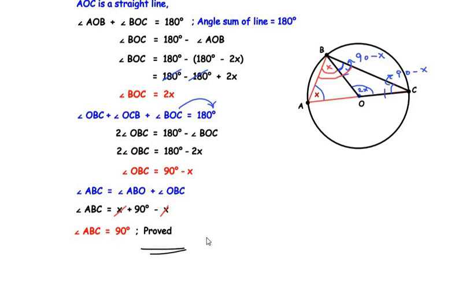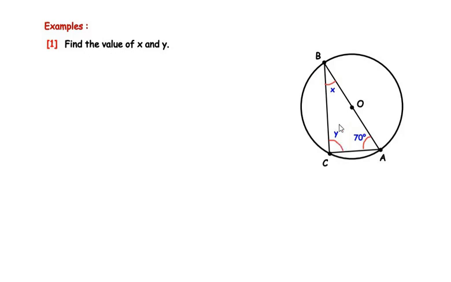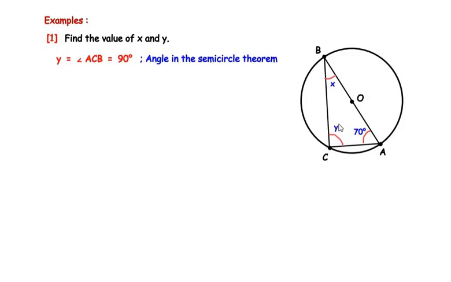Now let us start with exam style questions based on this theorem. Find the value of x and y. Now here we can see that AB is the diameter because this line is passing through the center of the circle. So this line divides the circle into two equal halves, and the two points of the diameter A and B make an angle in the semicircle at point C. So angle Y should be equal to 90 degrees. So here we get Y is equal to angle ACB is equal to 90 degrees. That is the angle in the semicircle theorem.